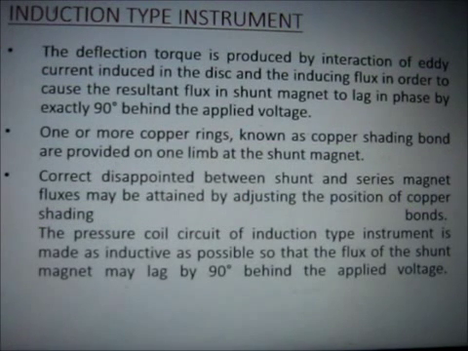The deflection torque is produced by the interaction of eddy currents. This eddy current is responsible for the deflection torque in the disc and the inducing flux in order to cause the resultant flux. One or more copper rings are used, and the copper shadings are provided on one limb of the shunt magnet. Correct adjustment between the shunt and the series magnet fluxes may be attained by adjusting the position of the copper bands. So this was all about the measuring instruments, dynamometer and induction type, which are used in our daily life.